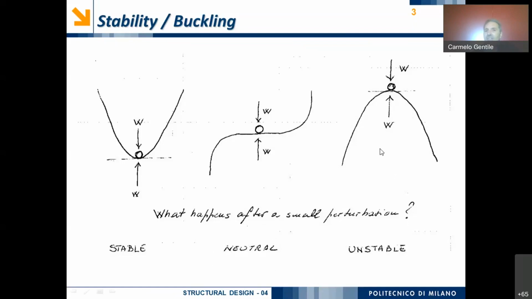The third case is the unstable case of equilibrium, because we can clearly understand that a small perturbation applied to the ball at the peak of our mountain generally induces a new equilibrium configuration, which is very far from the original one. And so a small action induces a very large effect. And this is the definition of instability.